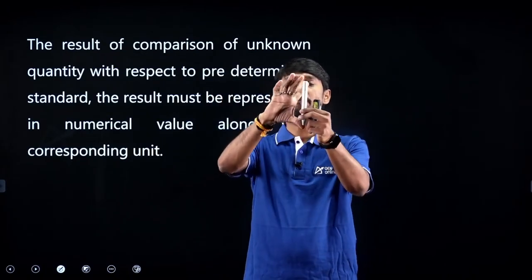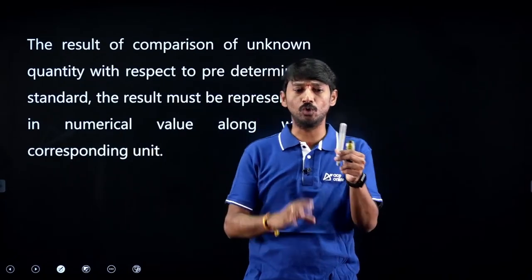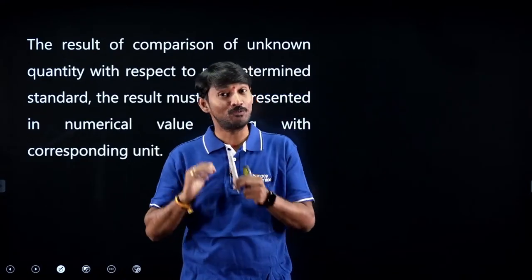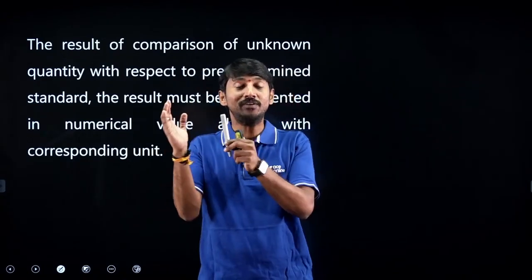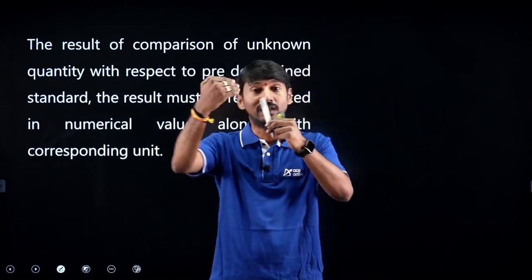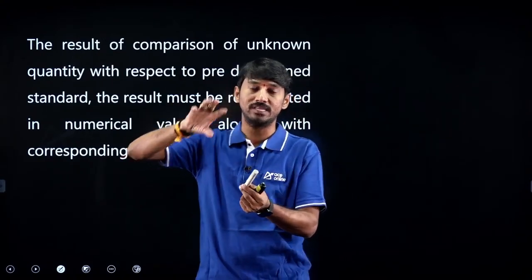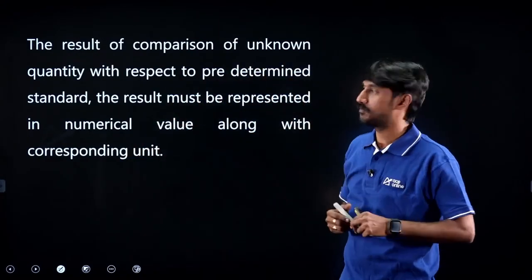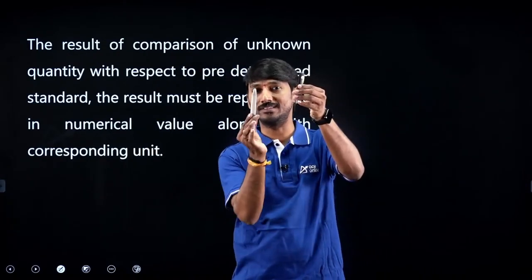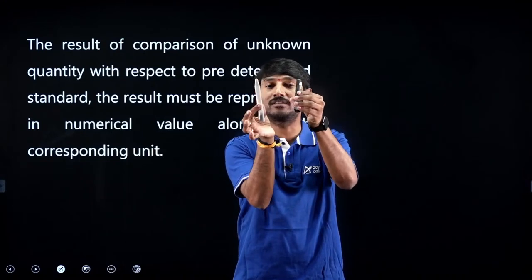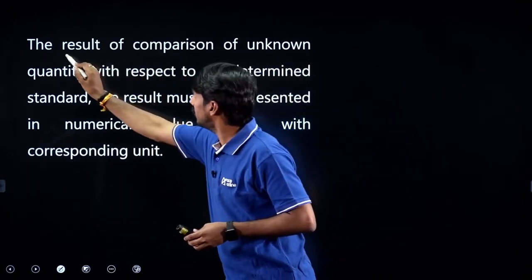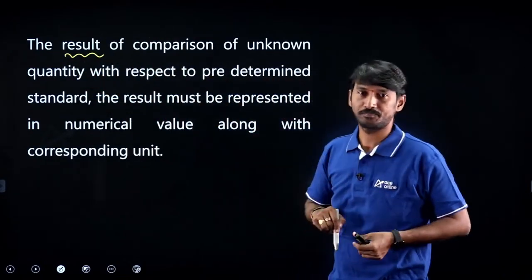Suppose I want to measure the length of this body. Sir, what do we require? One device, one instrument we require. After taking the instrument, how can we measure and represent? That entire process is defined like this: the result of comparison. This is the unknown body, this is the scale, we are going to compare these two. Measurement means comparing. By the comparison, we are writing some result.